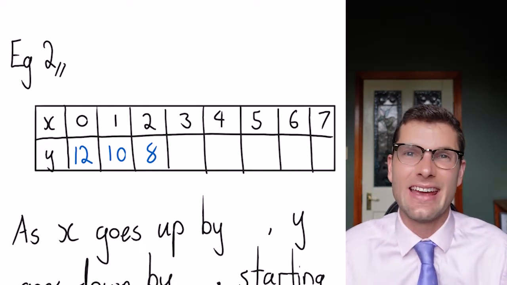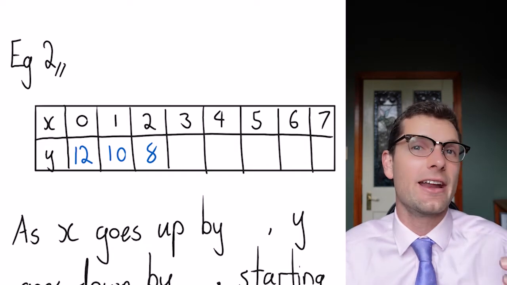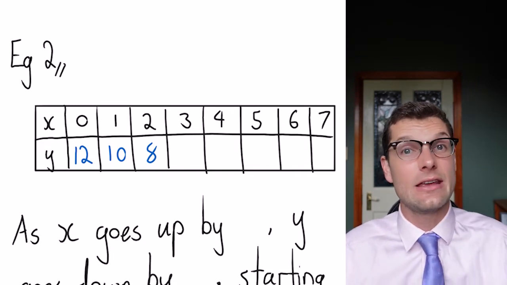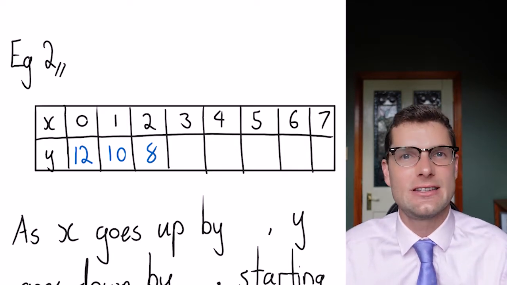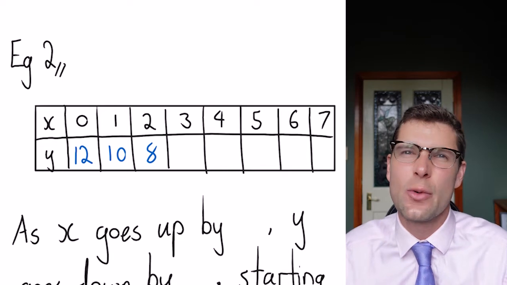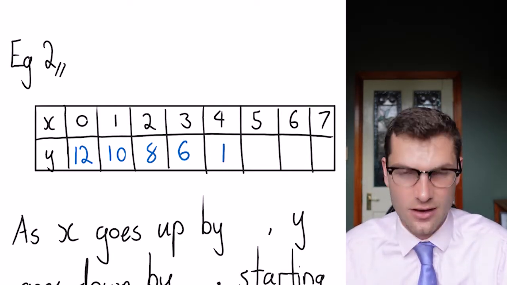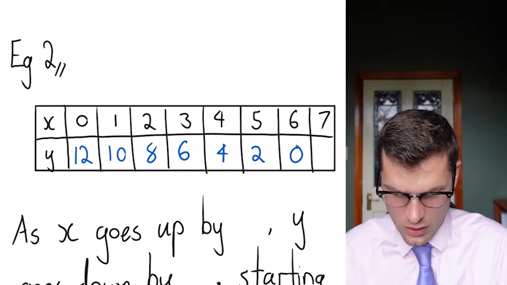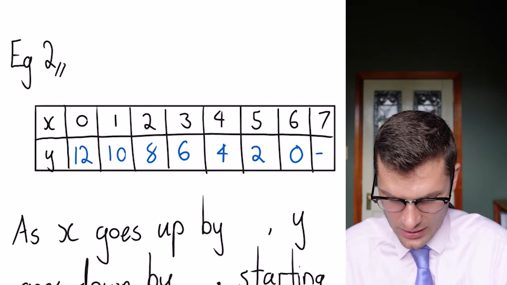In this example here, X is still going up by 1 every single time, but Y has started at 12, and this time instead of increasing, it's decreasing. So Y goes from 12 to 10 to 8, so it's decreasing by 2 every time, so we can fill in the rest of these numbers. From 8, it's going to go down to 6, 4, 2, 0, and it is allowed to go into negatives, so that's going to become -2.